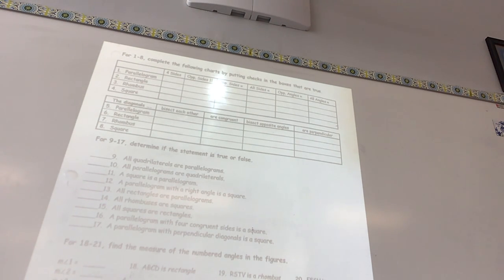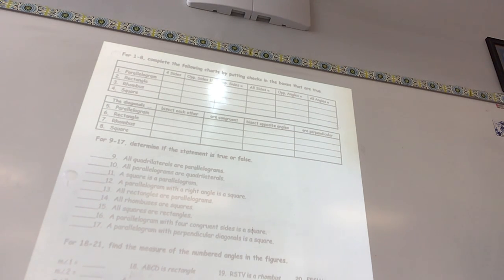Okay, number 9, all quadrilaterals are parallelograms. False. All parallelograms are quadrilaterals. True. A square is a parallelogram. True. A parallelogram with a right angle is a square. It is a rectangle. False, false, false.